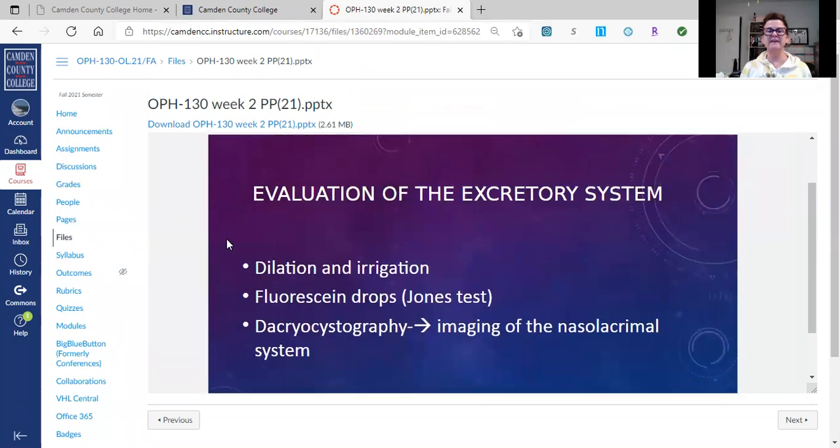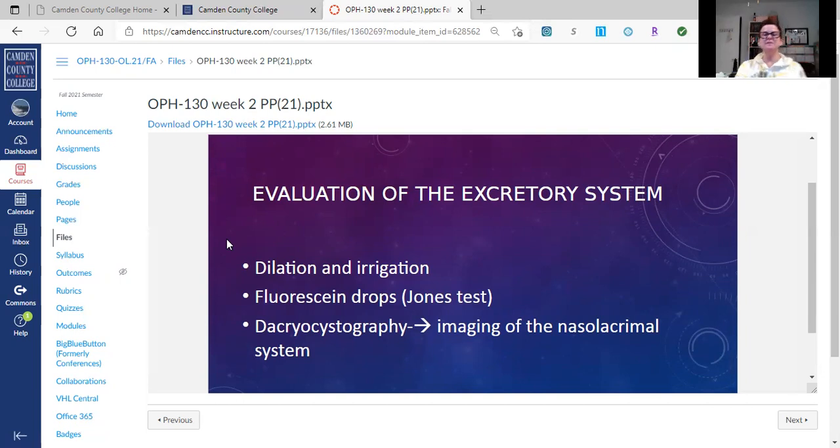All right, so ways that we can evaluate the excretory system, which is the way the tears drain out. We can do something called dilation and irrigation. This occurs when we take a little instrument and dilate the puncta, and then we use a syringe with a little attachment with saline, and we place that into the puncta, and then we slowly depress the plunger, and we irrigate the whole canaliculi, the nasolacrimal duct, and that whole system there. So if there's ever a blockage, we can break that blockage loose by doing an irrigation.